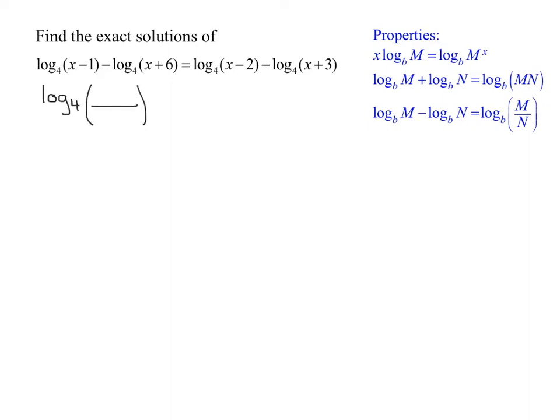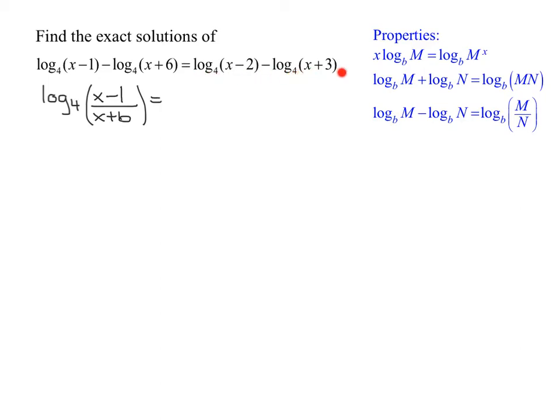Which argument do you put in the numerator, which in the denominator? The log that has a plus 1 in front of it, its argument goes in the numerator. The log that is negative, its argument goes in the denominator. So in my case, x minus 1 is going to go in the numerator. x plus 6 is going to go in the denominator. So that is taken care of the left-hand side.